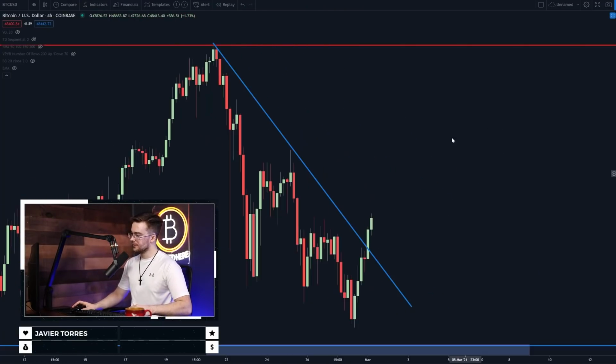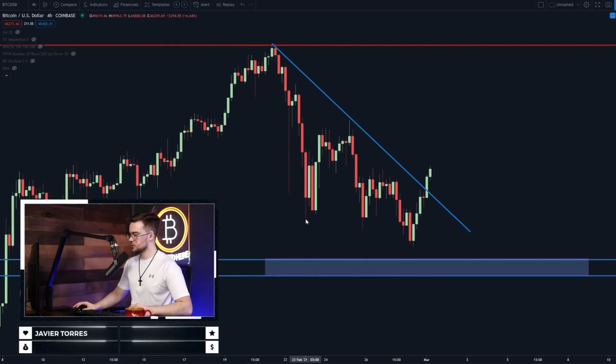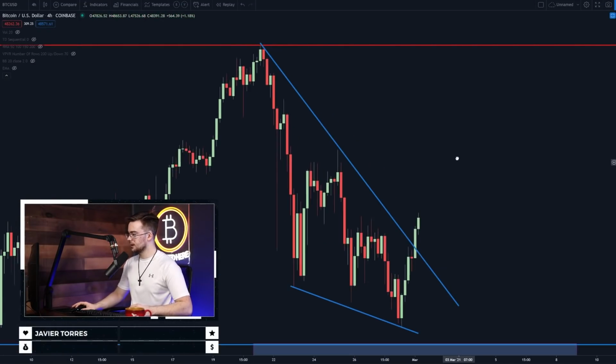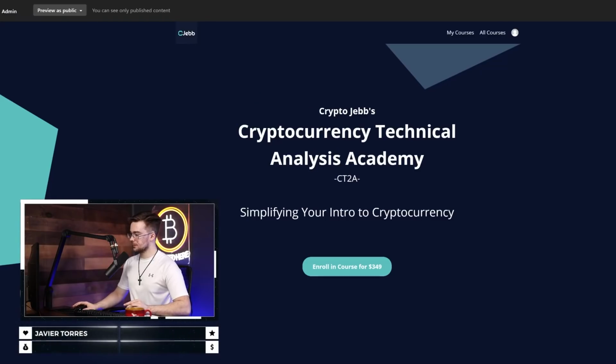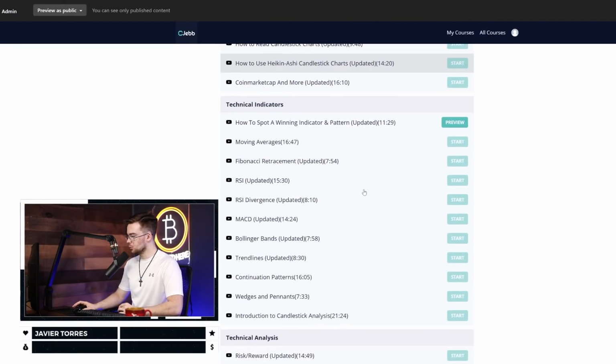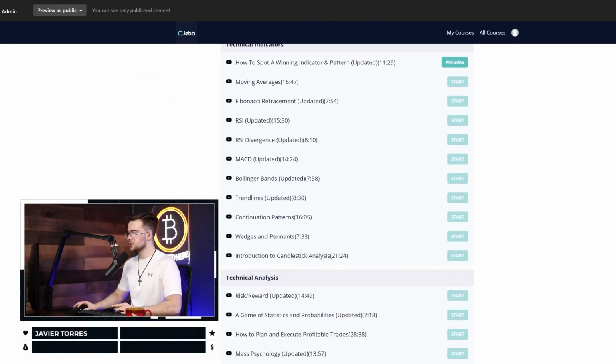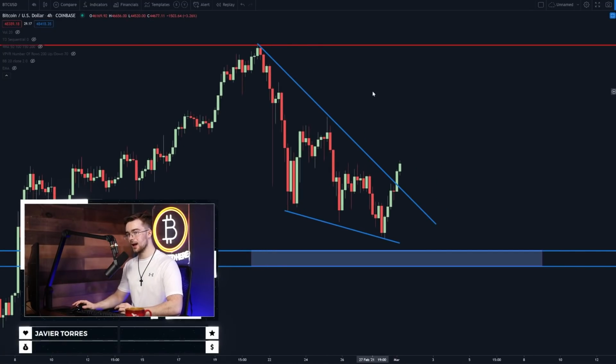The next level that I want to show you, and then we're going to throw it back to chat for just a second, is this support level down here. Notice what this does. We have a support level on our bottoms, and we have a support level now on our tops. This used to be a resistance level just a day ago. This was a descending wedge. For everybody who has gone through the Cryptocurrency Technical Analysis Academy, you will know from this video right here on wedges and pennants that this is a descending wedge.